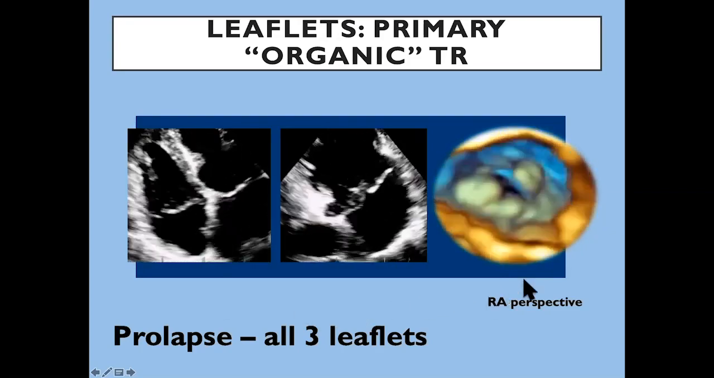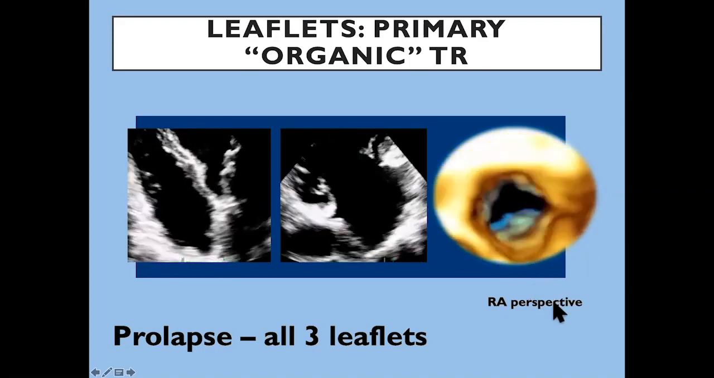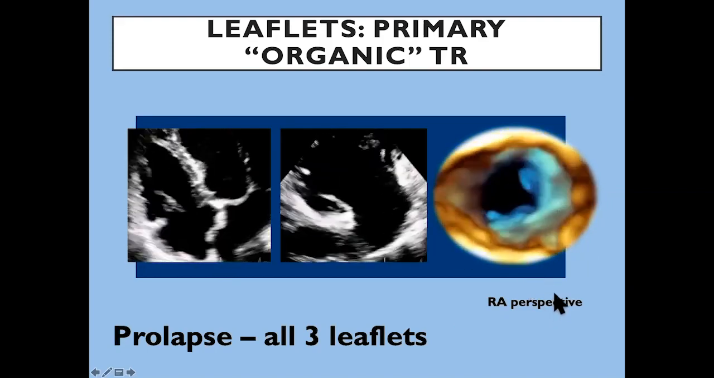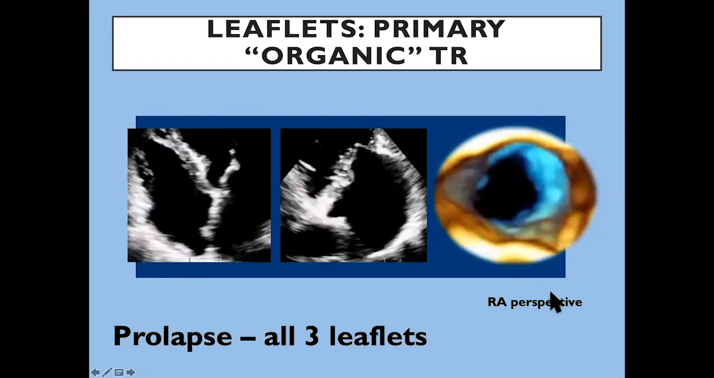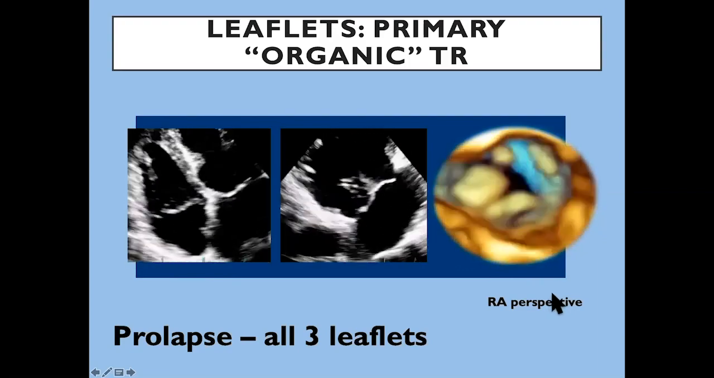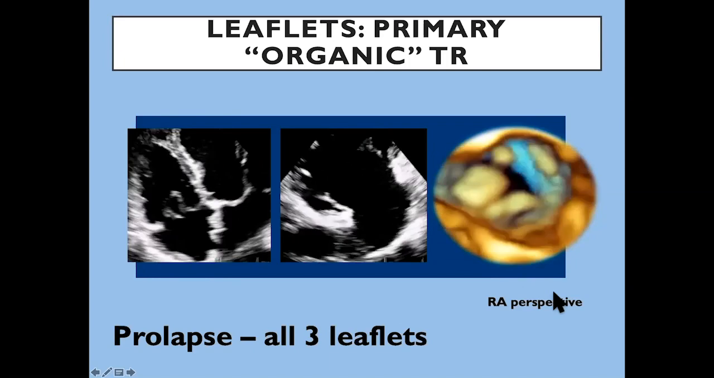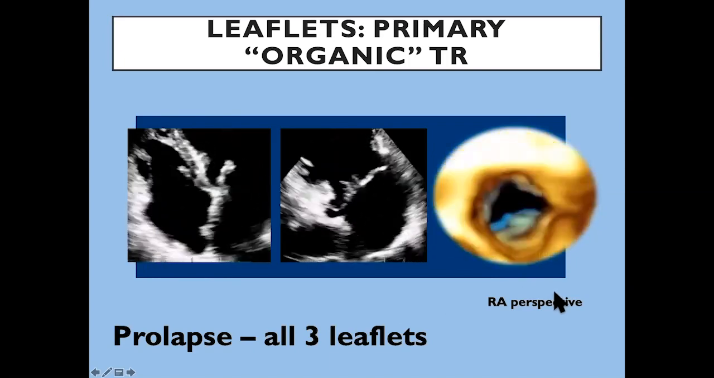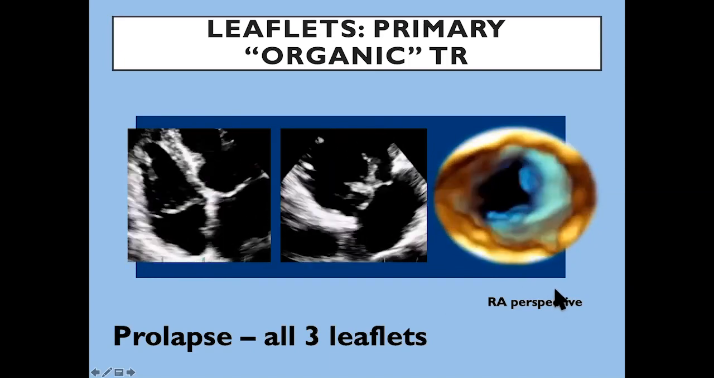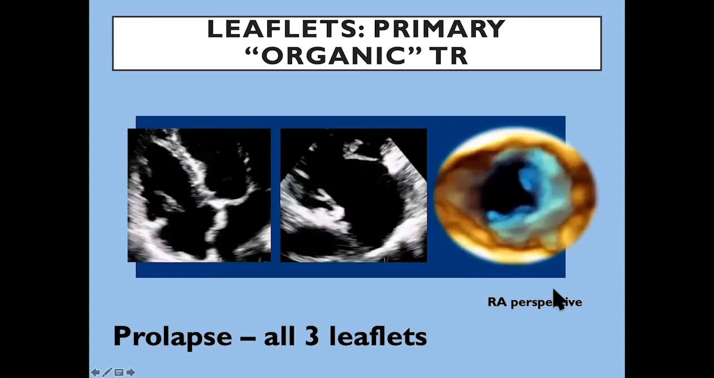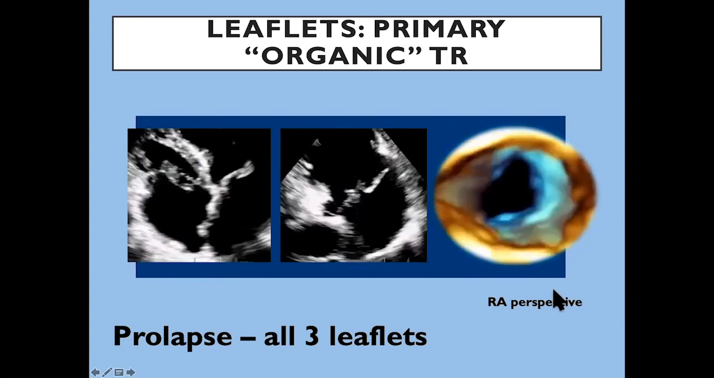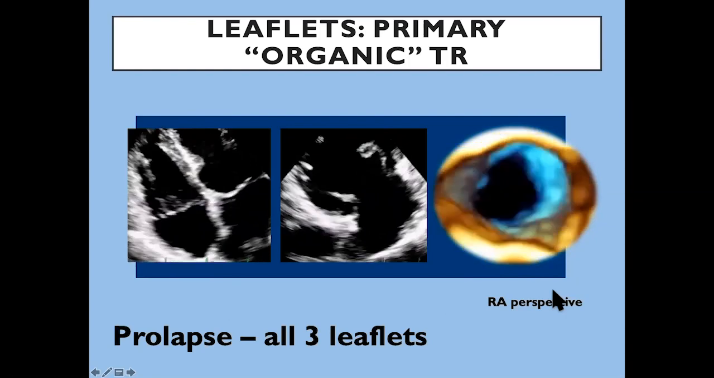On 3D echocardiography, you can appreciate prolapse of all three leaflets. The most common cause of primary tricuspid regurgitation, and we'll talk a little bit about that definition, is myxomatous degeneration. This abnormality is seen in 20% of patients with concomitant mitral valve prolapse.